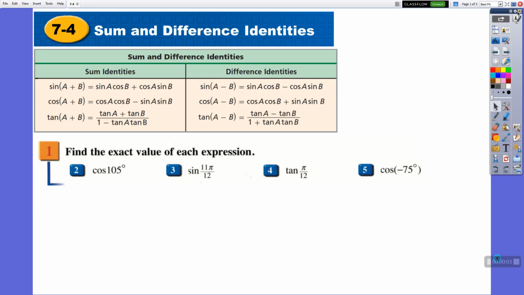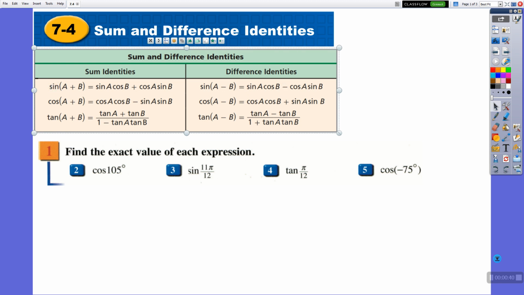Hello guys, in this video I'm gonna explain section 4, sum and difference identities. We have a bunch of identities here, sum identities and difference identities. For both of them we have 3 identities. So for sine A plus B, the expansion is equal to sine A times cosine B plus cosine A times sine B. So if we have plus in here, we have plus in the expansion. If we have minus in here, we have minus in the expansion.